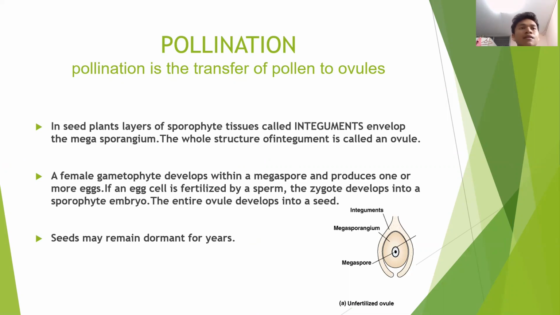In seed plants, layers of sporophyte tissue called integument envelop the sporangium. The whole structure with the integument is called an ovule. A female gametophyte develops within a megaspore and produces one or more eggs. If an egg cell is fertilized by sperm, the zygote develops into a sporophyte embryo. The entire ovule develops into a seed. Seeds may remain dormant for years. So this is a figure of the unfertilized ovule.